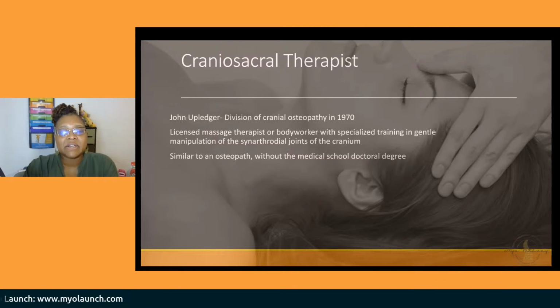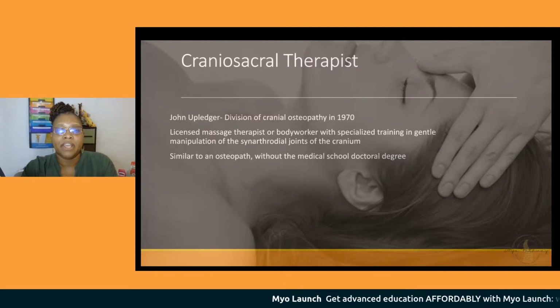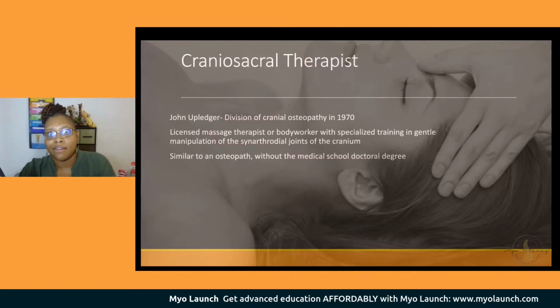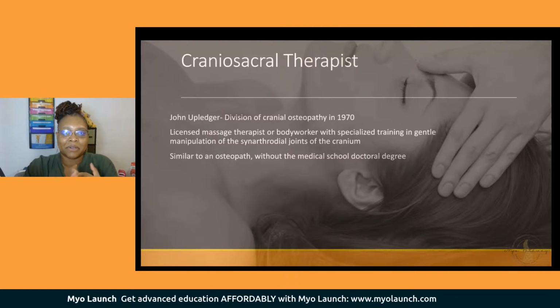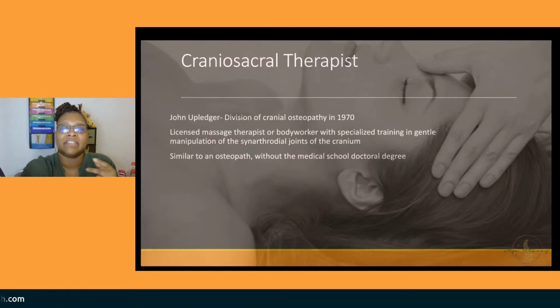And so they deal with gentle manipulation of the synarthrodial joints of the cranium, all the way through the sacrum. Okay. They're kind of similar to an osteopath, but they lack medical school. They lack the ability to write prescriptions. They lack a lot of things, any sort of regulations or accountability and so forth.